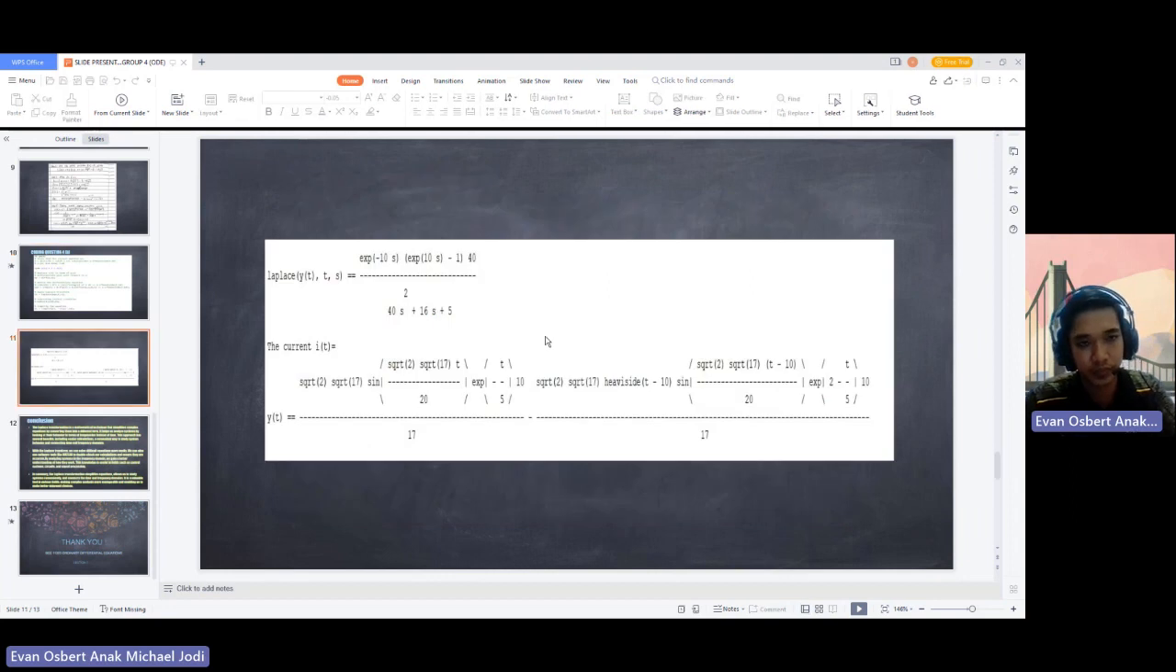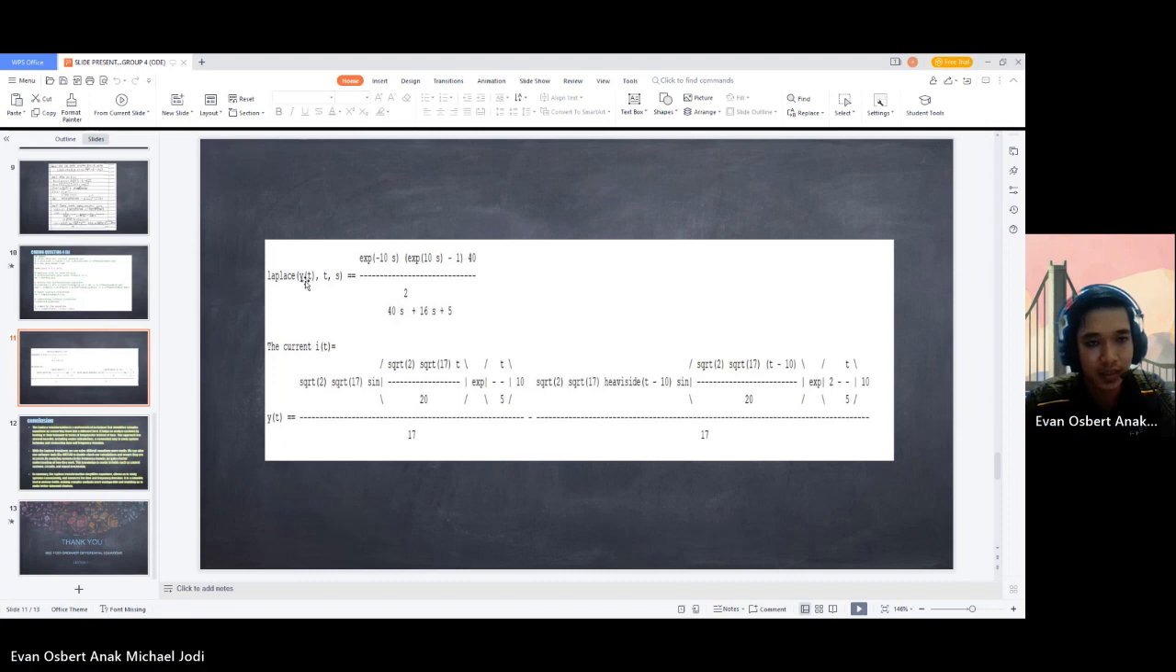Then this is the answer. Laplace(y(t), s) equals exp(-10s) times (exp(10s) - 1) times 40 divided by 2, so 40 over (s squared plus 16s plus 5).